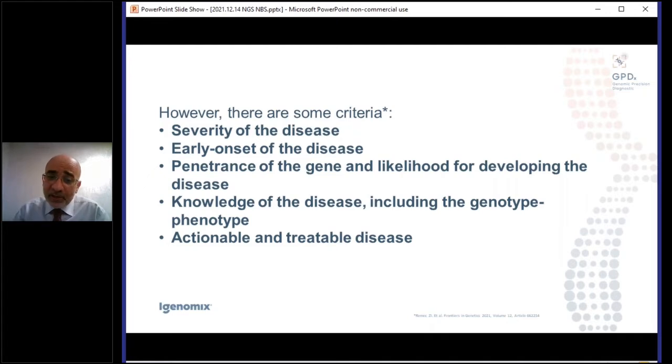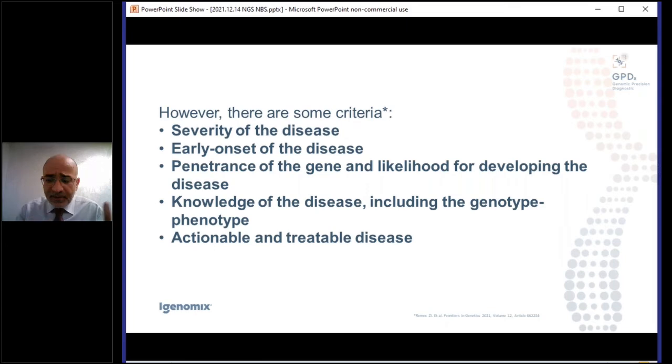Of course, knowledge of the disease is important, and what do we know about genotype and phenotype? This will help us in deciding on which conditions to include. And finally, and very, very importantly, the treatability of the disease, or at least the actionability on the disease. I mean, if we make a diagnosis, how can we help the affected individual?